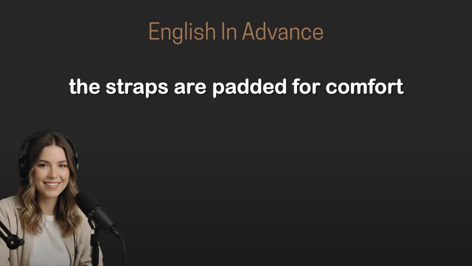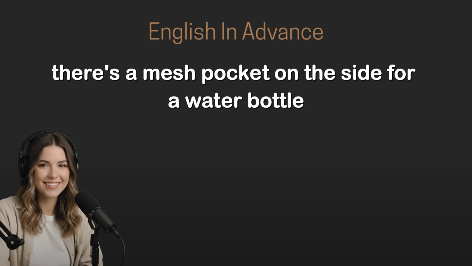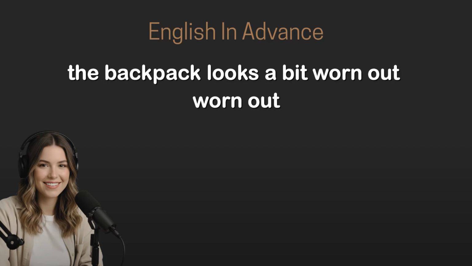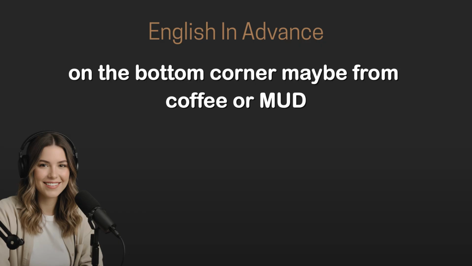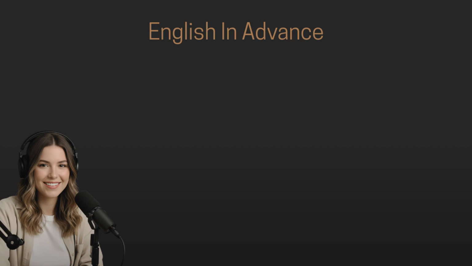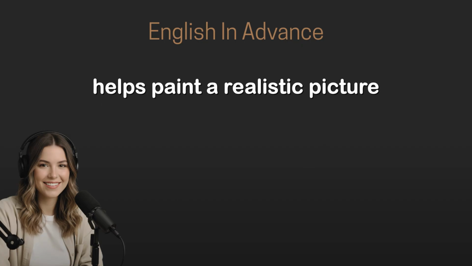The straps are padded for comfort. Padded means filled with soft material. There's a mesh pocket on the side for a water bottle. Mesh is a material with small holes in it. The backpack looks a bit worn out. Worn out means it has been used a lot and is getting old. There is a stain on the bottom corner, maybe from coffee or mud. Describing the condition of an object, new, old, worn, stained, pristine, helps paint a realistic picture.